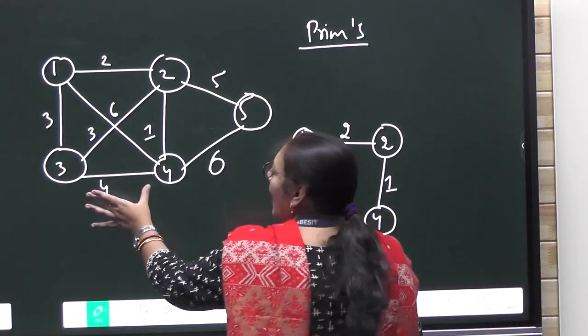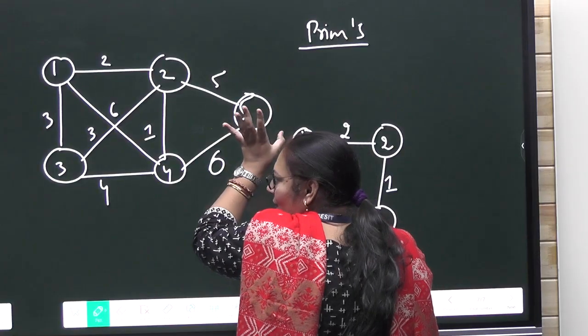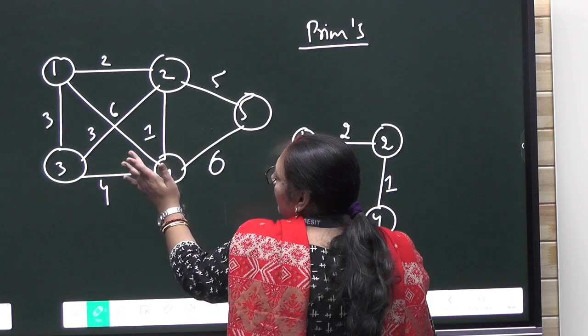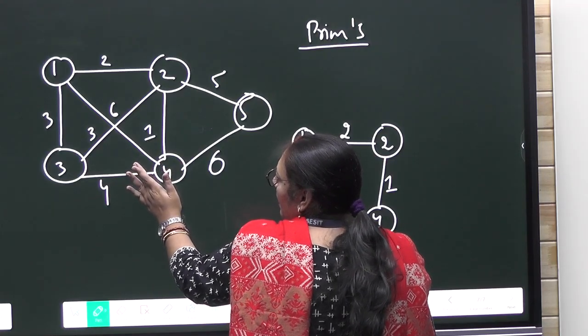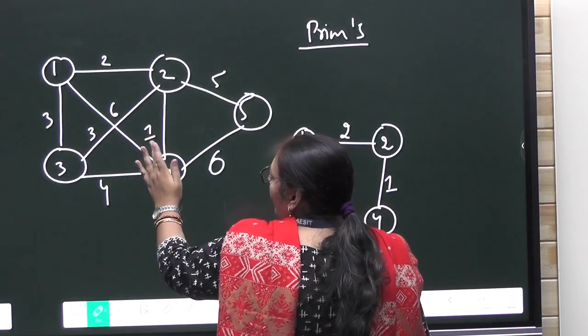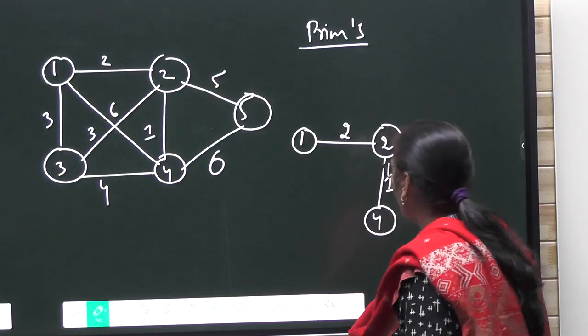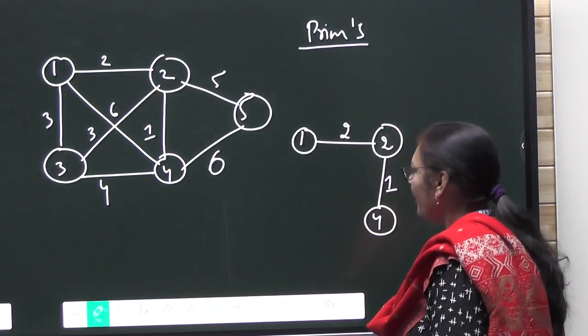Now from 4, we have again 4 edges: 4 to 1, 4 to 2, 4 to 3, 4 to 6. So which is minimum? 1. Already we have taken. Okay.